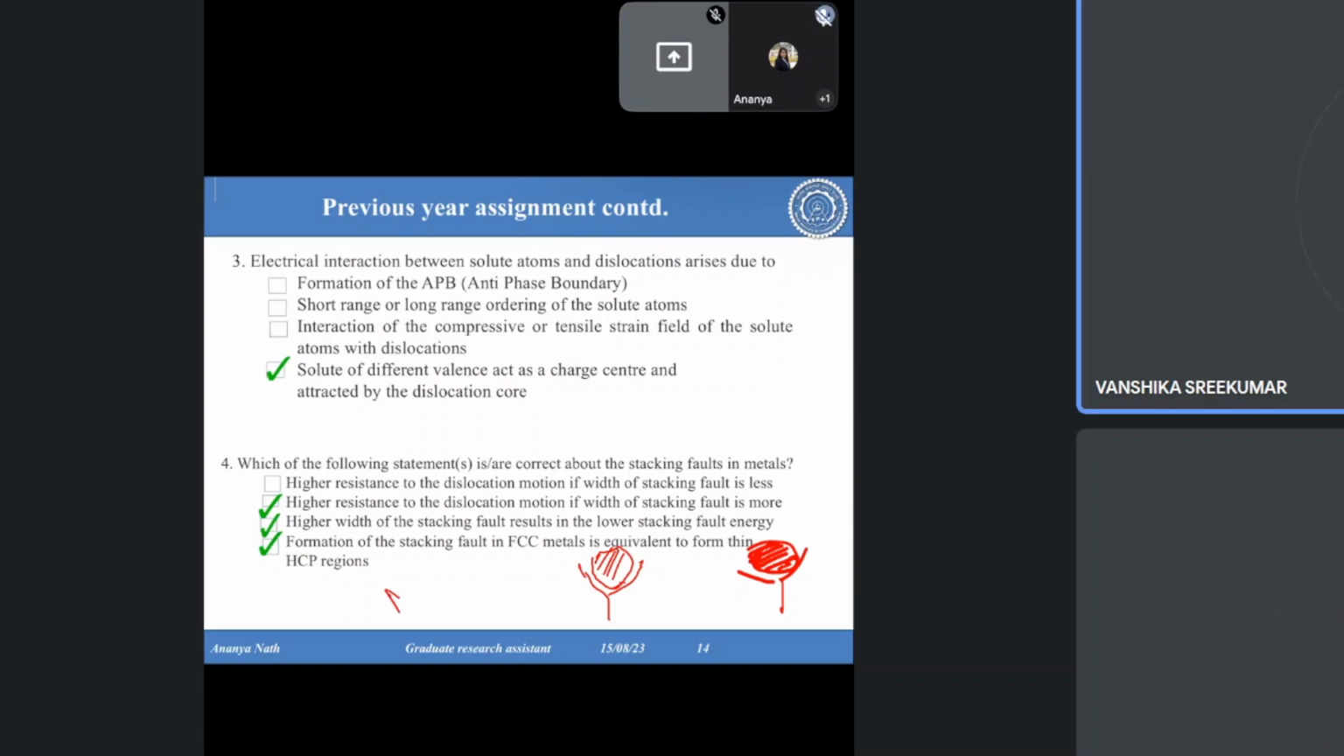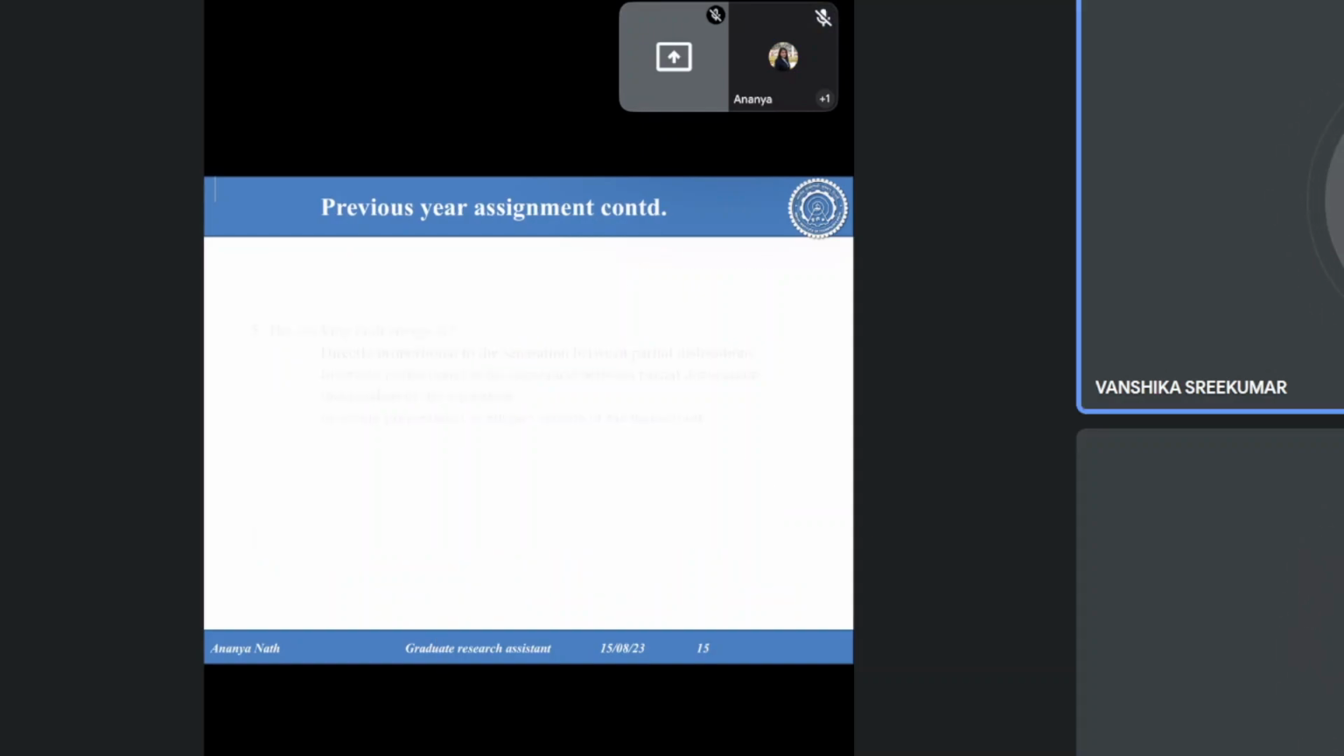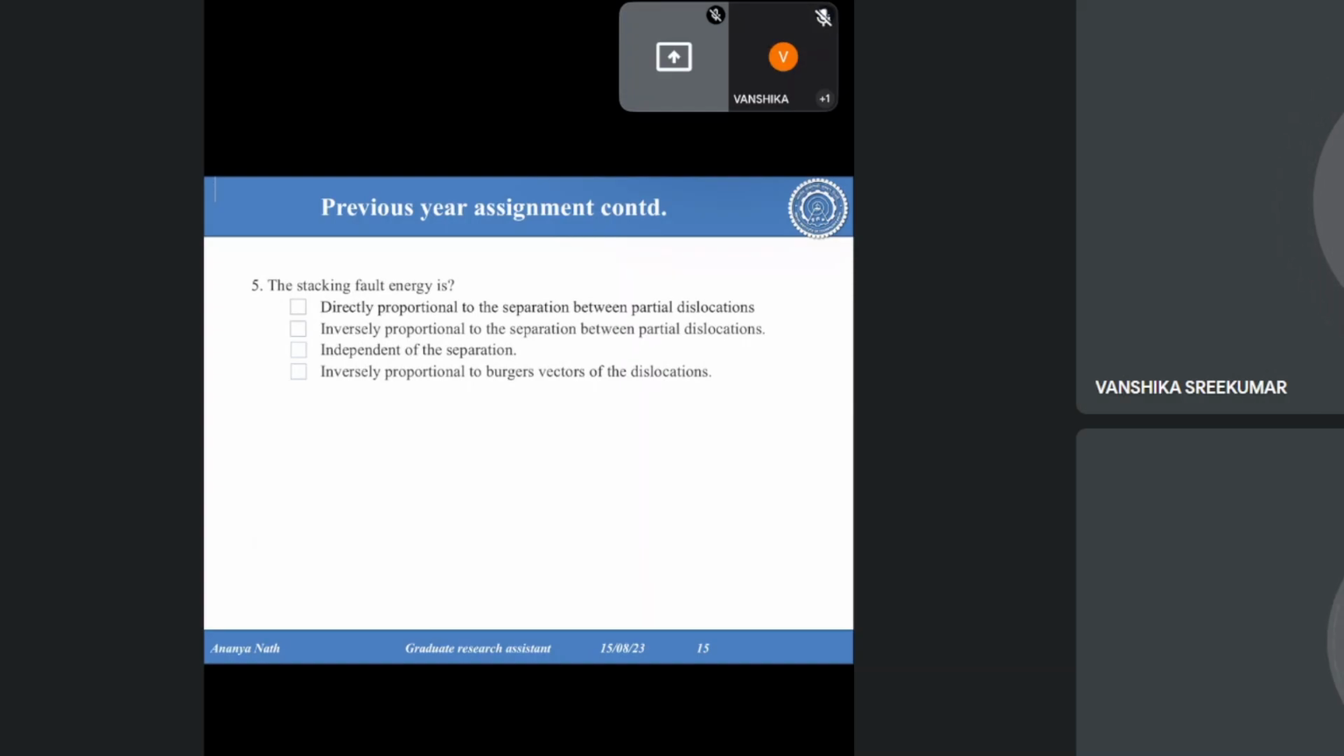And the formation of a stacking fault in FCC: because it is ABC, if this B is cancelled out, it becomes AC, which is like HCP. Next, the stacking fault energy is directly proportional to the distance between the dislocations.